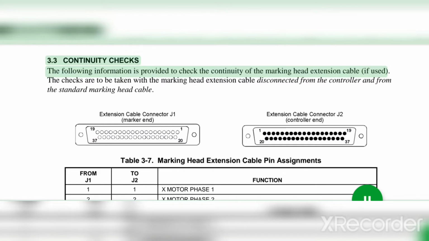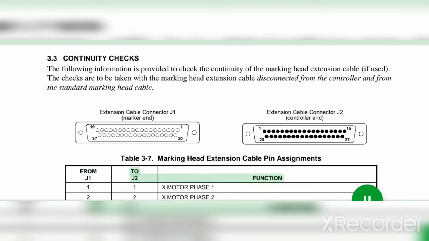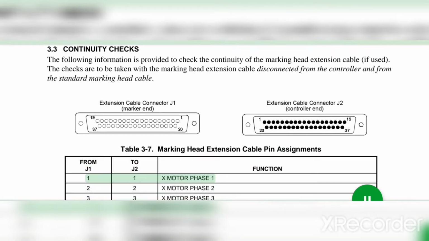TMP 4100 series/400 maintenance, 3-5. 3.3 Continuity checks. The following information is provided to check the continuity of the marking head extension cable if used. The checks are to be taken with the marking head extension cable disconnected from the controller and from the standard marking head cable. Table 3-7. Marking head extension cable pin assignments. From J1 to J2, function. 1, X motor phase 1.